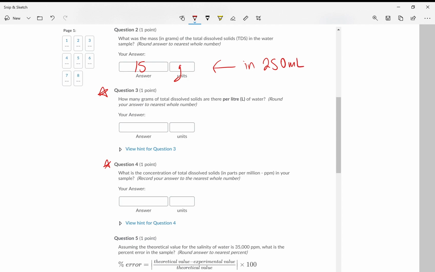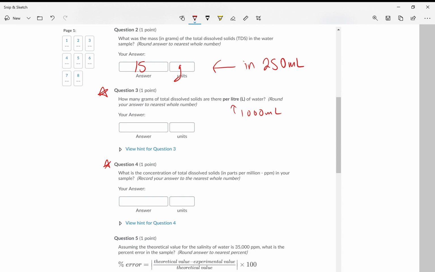Okay, so to calculate question 3, it's actually pretty easy. If there was 15 grams in 250 milliliters, my question is, how many grams are there in 1,000 milliliters, or 1 liter? Now, you can do this using a formula. You can do this using dimensional analysis, but this is not something we did in environmental chemistry, so it's a few nights before your final exam.